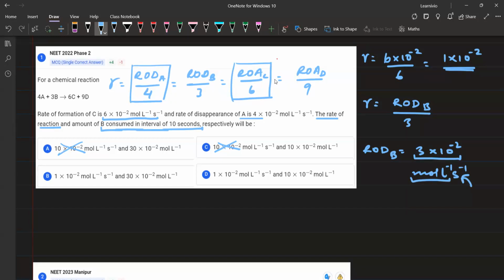So in 10 seconds, how many moles will be consumed? It will be 3 into 10 to the power minus 2 into, in 1 second we are consuming it now. 10 seconds, so multiply by 10, you will get 30 into 10 to the power minus 2, right, and 3 into 10 to the power minus 1, whatever it is. So 3 is here, so option B will be the correct one. Okay, I think both of you got it correctly. Yeah, very good.